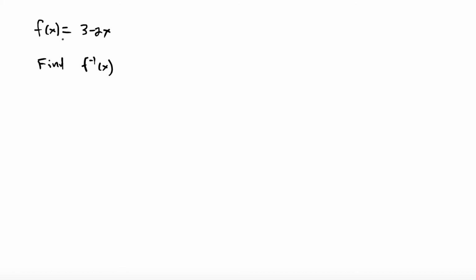Right, so we were given this function, f of x equals 3 minus 2x, and we want to find the equation of the inverse. This is going to be about a four-step process. The first step is to replace f of x with y. So we'll say y is equal to 3 minus 2x.